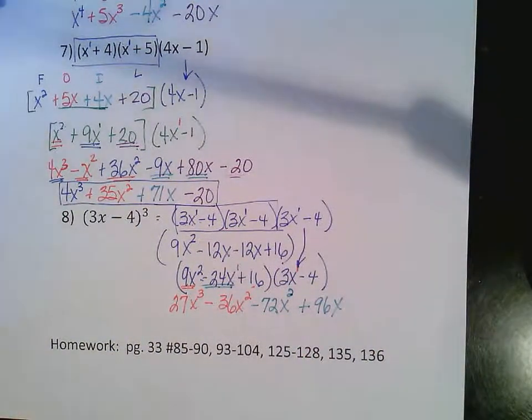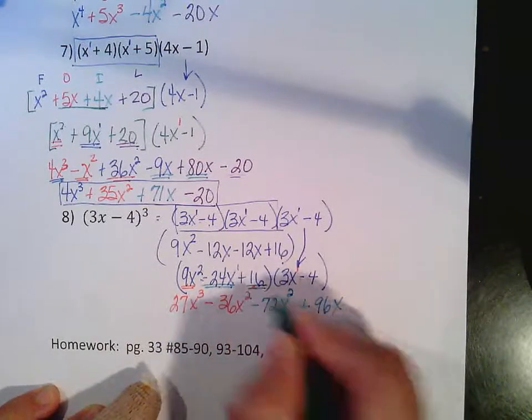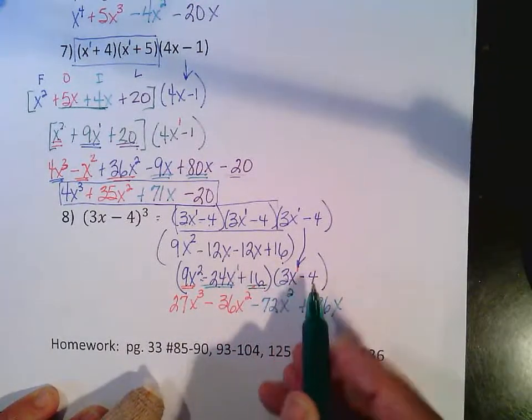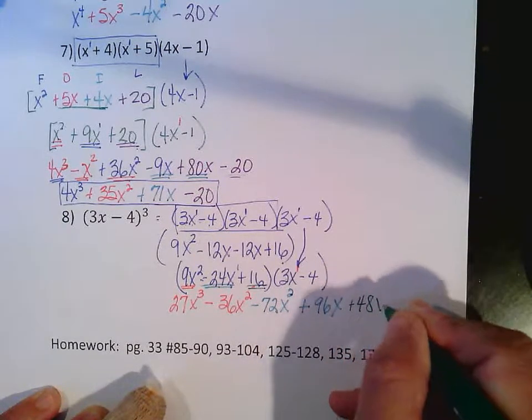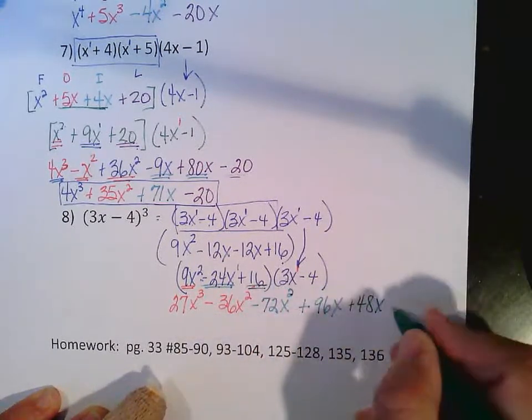And now I'm going to do the same thing with the 16. It has to be multiplied with everything in the parentheses. 16 times 3x is 48x. 16 times negative 4 is negative 64.